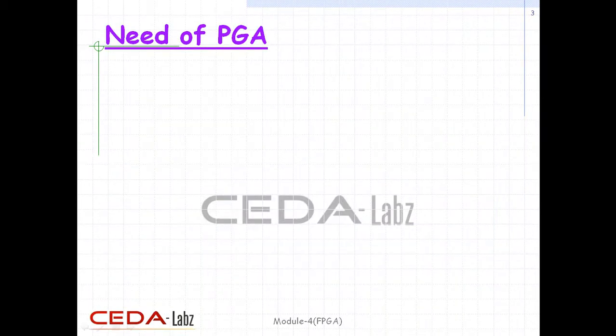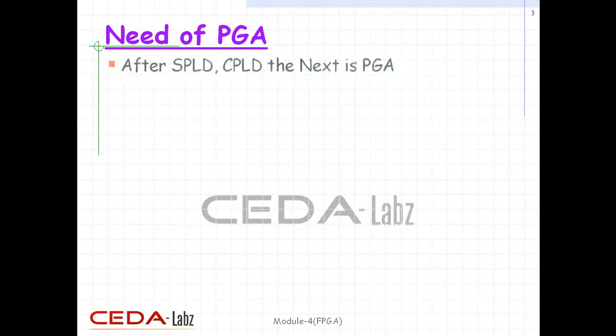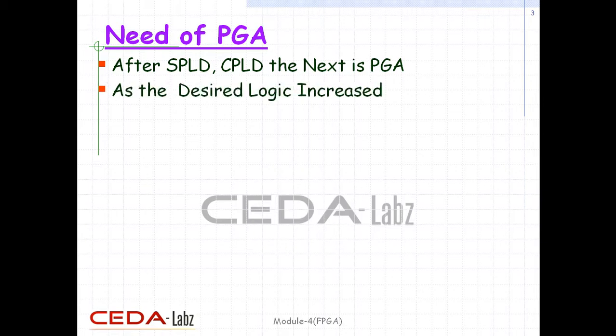The first question that arises in mind is, why do we need FPGA? Or why do we need a programmable gate array? As discussed in the previous modules, the first programmable devices were SPLD, after that CPLD, and then PGA. As complexity increased, the gate count for implementing the desired logic also increased. Available devices like SPLD and CPLD are not best suited for this logic. Due to this reason, industry developed the programmable gate array.